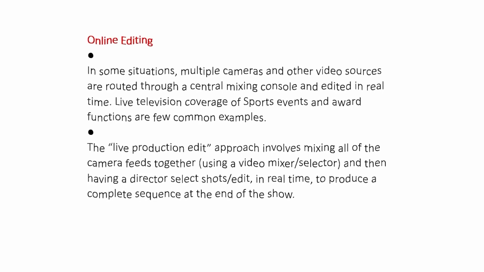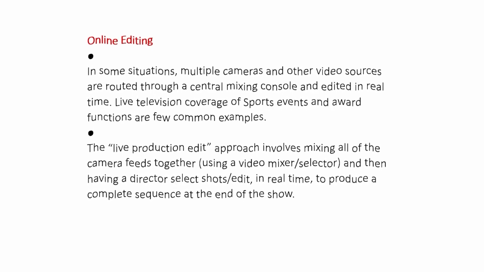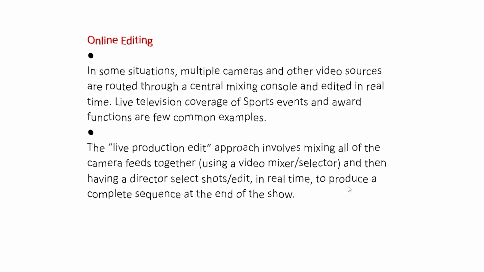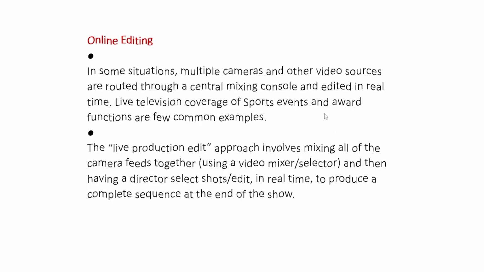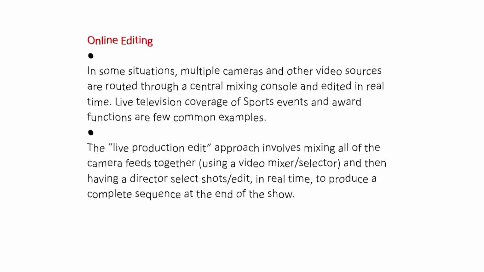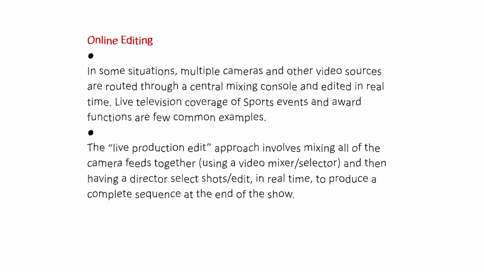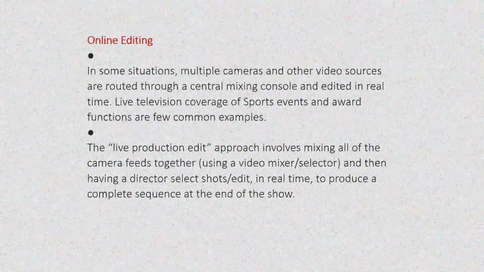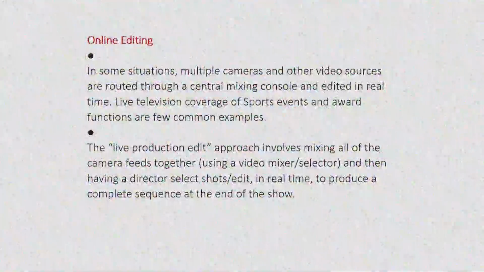The live production edit approach involves mixing all of the camera feeds together using a video mixer or selector, and then having directors select shots and edit in real time to produce a complete sequence at the end of a show. After recording everything in live production, the director selects the shots and edits using the video mixer in real time, then produces a complete sequence at the end of the show. That is a live production. Majorly we use this for television coverage, sports events, award functions and so on.